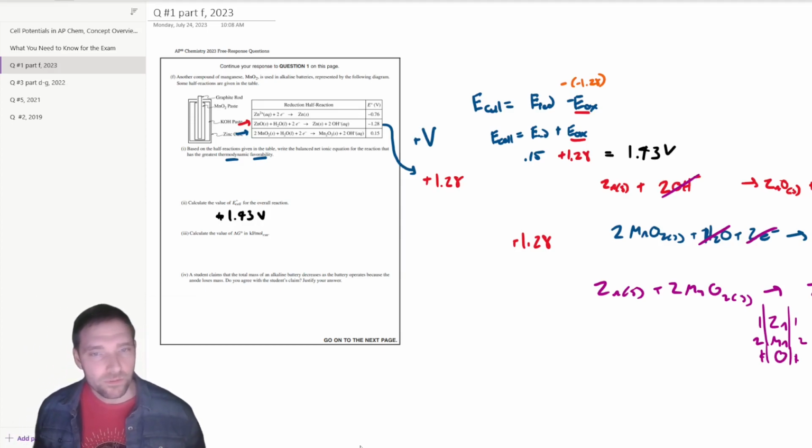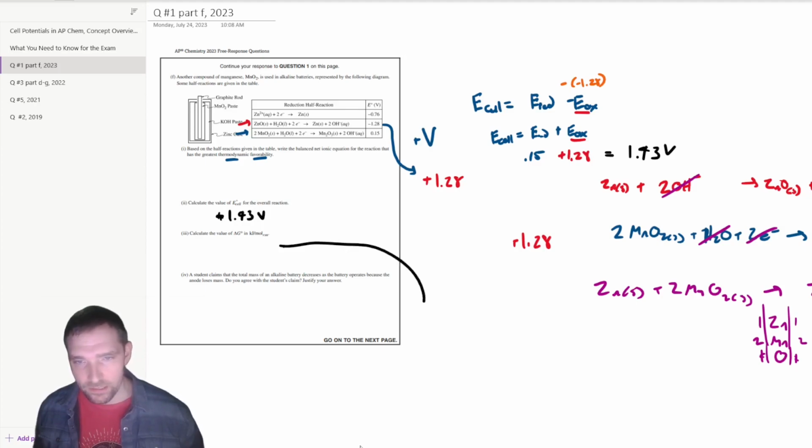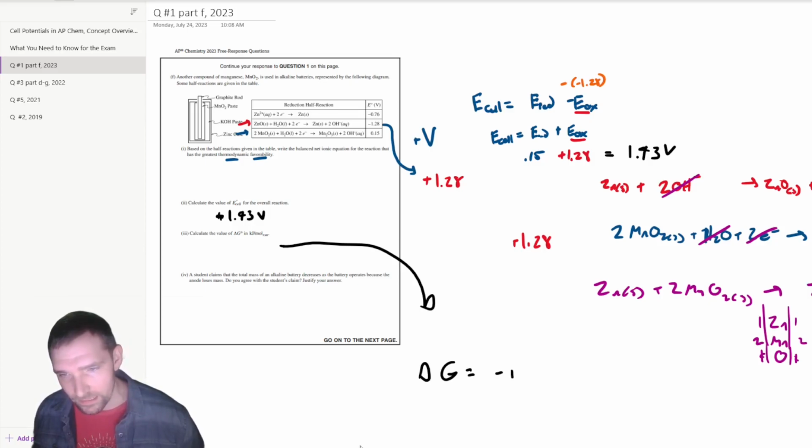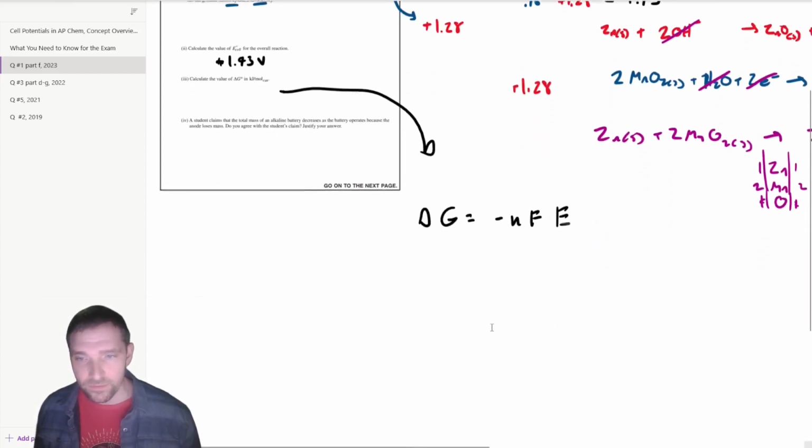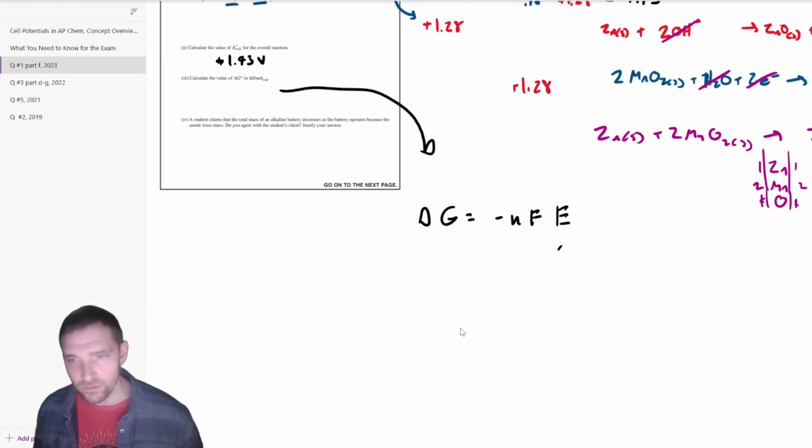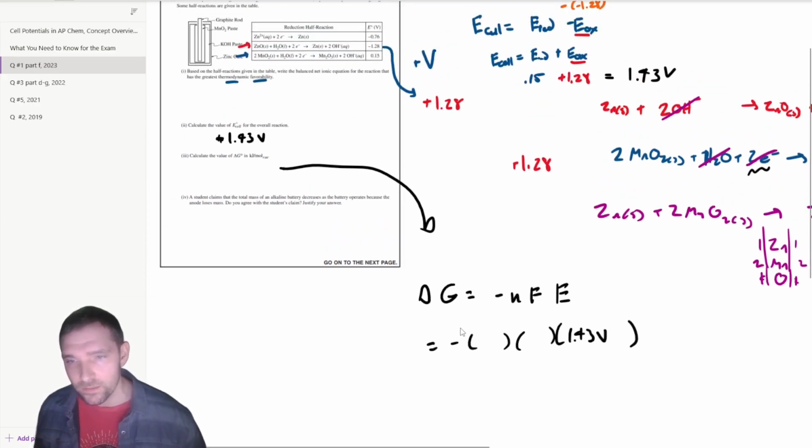So then we've got this other formula with the Gibbs free energy. Gibbs free energy is equal to, I believe it's the negative nFE, and then E, the cell potential. So this is fairly straightforward. You just need to use your constants. So we've got the cell potential right there, 1.43 volts. Now we are going to need to account for the number of electrons that are being transferred. There's 2 electrons being transferred here. So there's n of 2 right here.